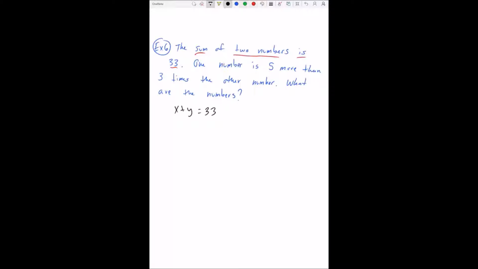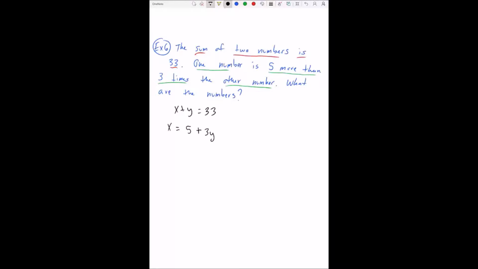So our second equation states that one number is 5 more than 3 times the other number. That's the tricky part. So it's saying one number we have, we don't know what it is, so it's x, that equals 5 more than 3 times the other number. So the other number is 3 times y. Now we have our two systems. We can use our substitution method to figure it out.